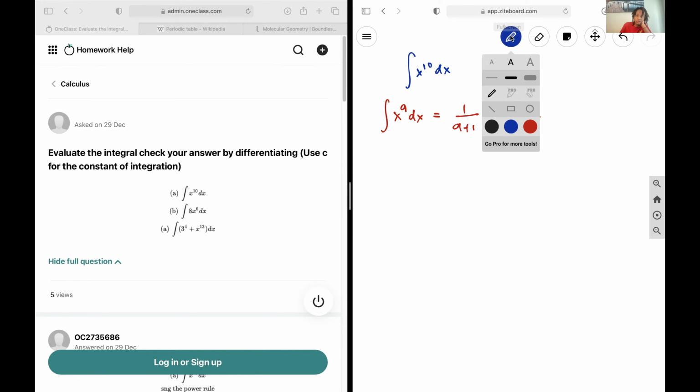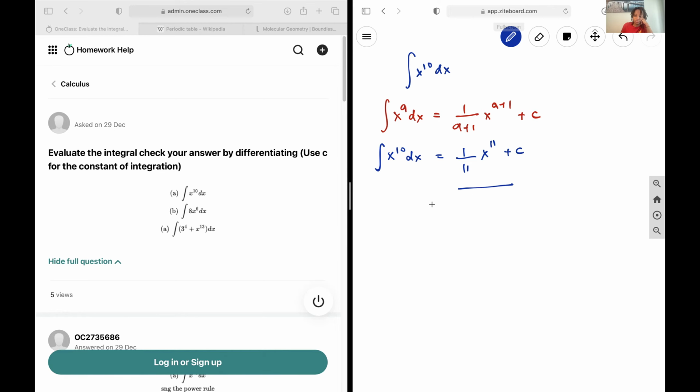And so now we just apply that to our situation where a is equal to 10, and that would become the integral of x to the power of 10 dx is equal to 1 over 10 plus 1, that's going to be 11, x to the power of 10 plus 1, which is also going to be 11, plus c. And that's going to be our final answer. Next up, we have the integral of 8x to the power of 6 over dx.